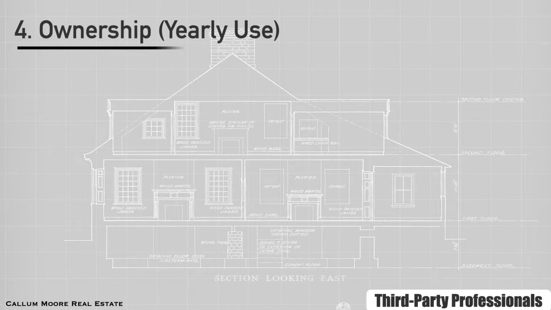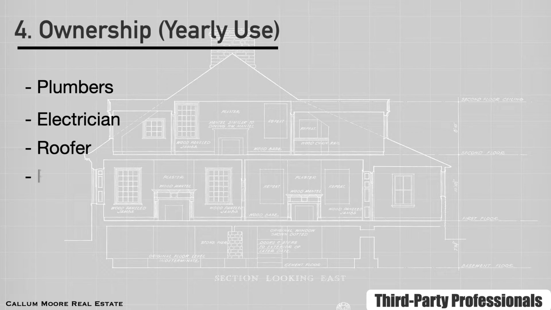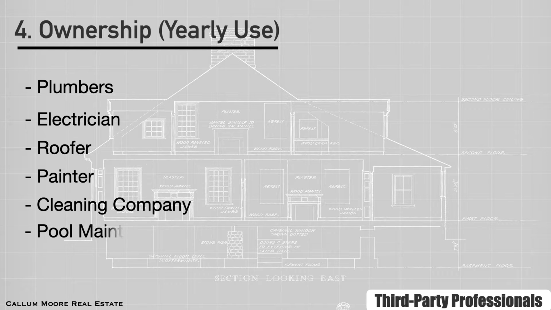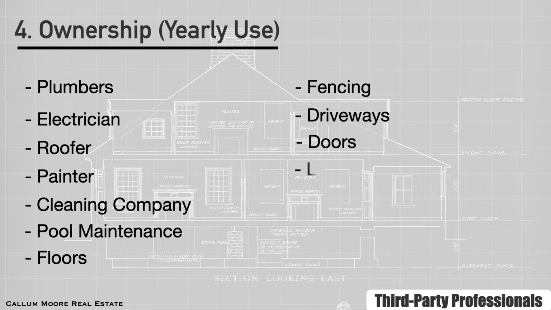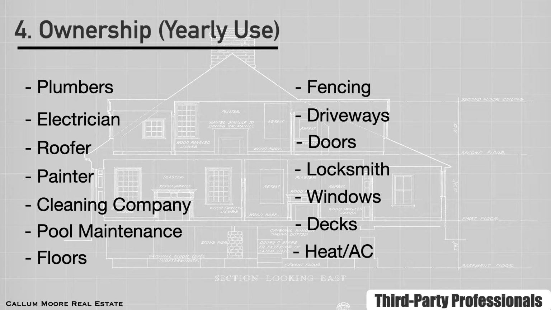Ownership contact examples could be plumbers, electricians, roofer, painter, cleaner, pool maintenance, floors, fencing, driveways, doors, locksmiths, windows, decks, heat, AC repair. You kind of get the idea. This list could go on for a long time, as you can imagine.